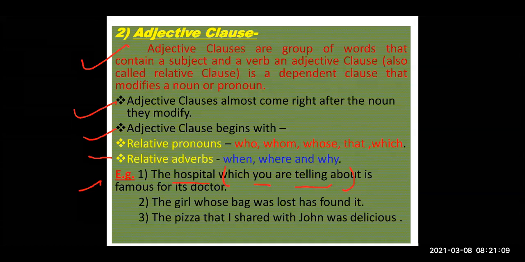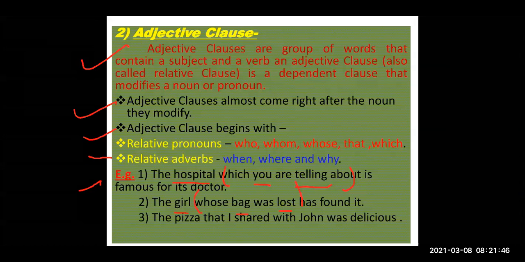Second example: the girl whose bag was lost has found it. In this sentence, which is the noun? Girl is the noun, bag is the subject, and lost is the verb. So what does it modify? The noun girl. It modifies the noun girl. Now here, which is our adjective clause? Whose bag was lost. This is our adjective clause.